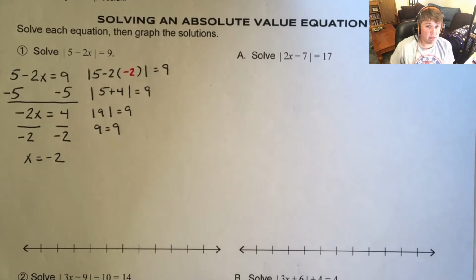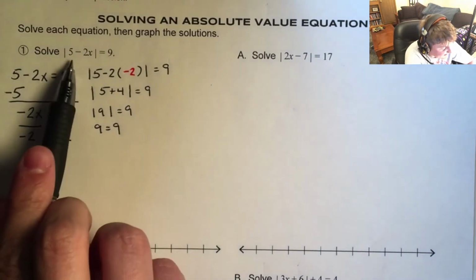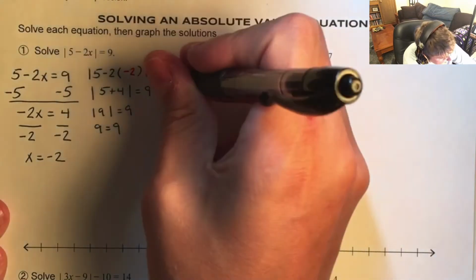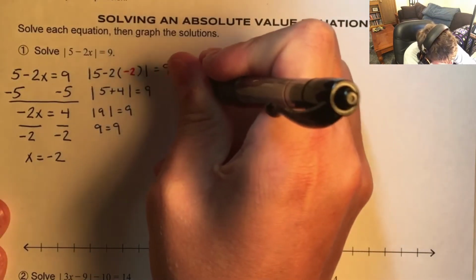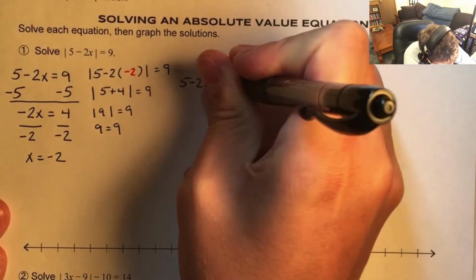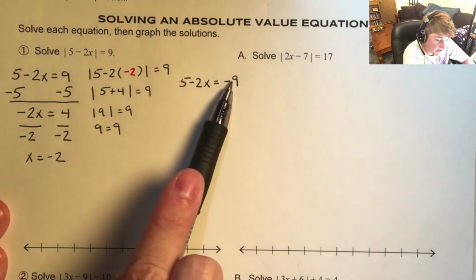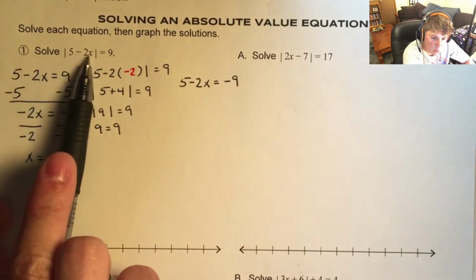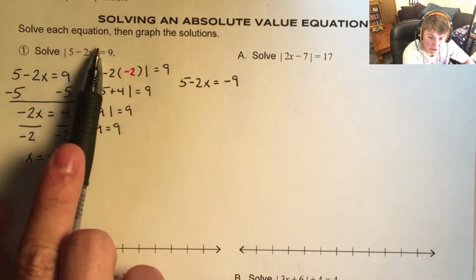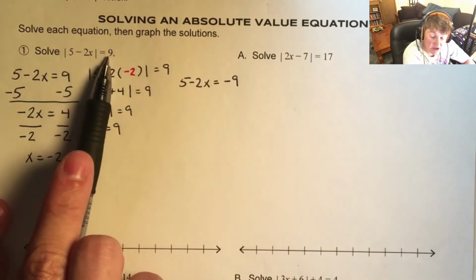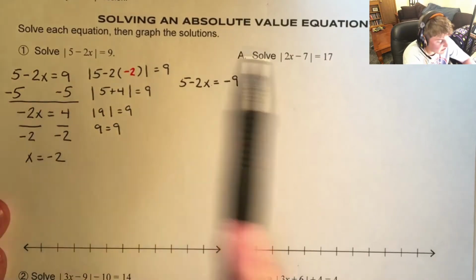But we also have to remember there's that whole other side. We talked about, well, if that inside part's 9, the absolute value of it's 9. Well, what about if that inside part is negative 9? What about if this inside part, 5 minus 2x, is equal to negative 9? Because if this whole inside part is equal to negative 9, when I take the absolute value of it, it's going to become 9. So let's go ahead and solve this one.